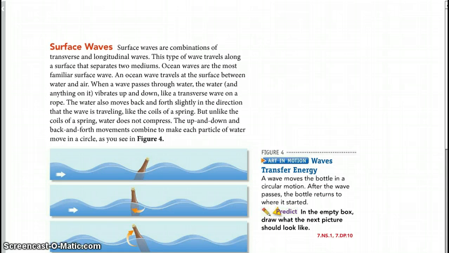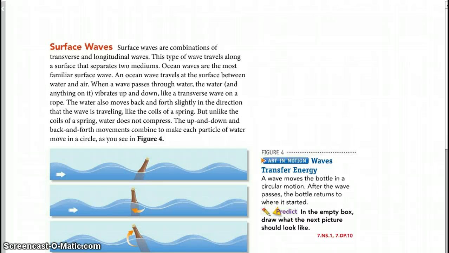Surface waves. Surface waves are combinations of transverse and longitudinal waves. This type of wave travels along a surface that separates two mediums. Ocean waves are the most familiar surface waves. An ocean wave travels at the surface between water and air.